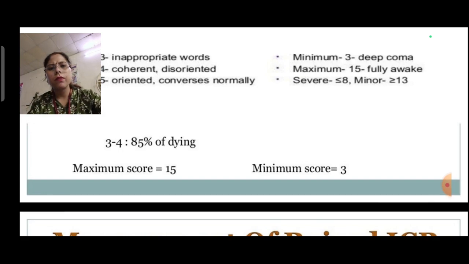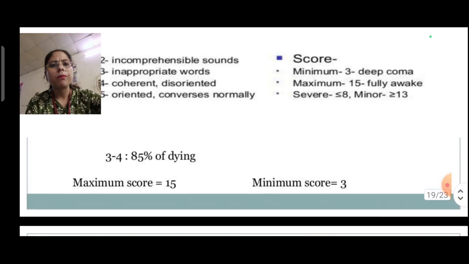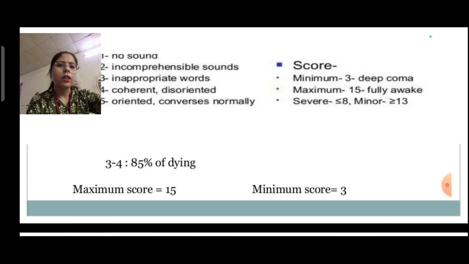So if a person scores between 3 to 4, then 85% of them die generally. The maximum score is 15 and the minimum score of the Glasgow Coma Scale is 3, and it is used to check the consciousness of the patient.